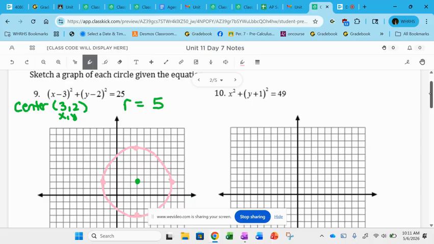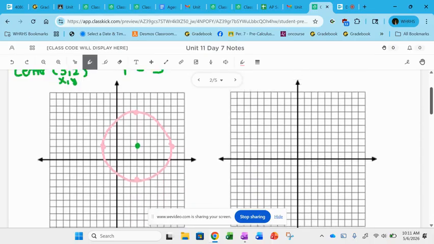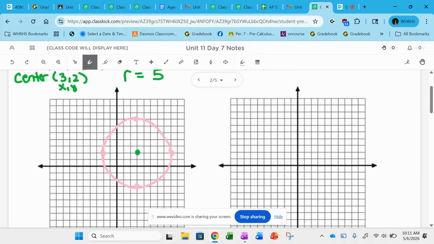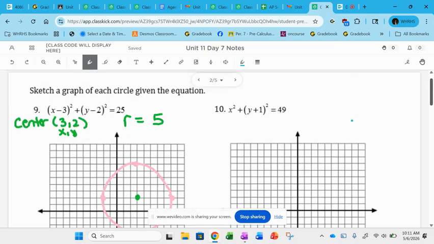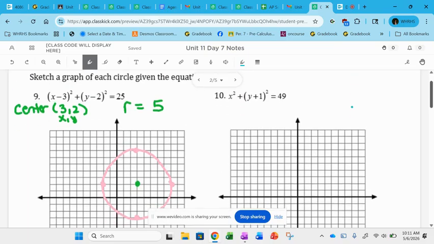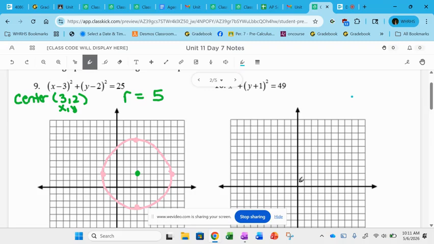Okay, so for this one, what is my, Maya, you're up. What is my center point? Zero, positive 1? Perfect. So my center point is 0, negative 1. So that's down here. And what is my radius, Maya? 7.